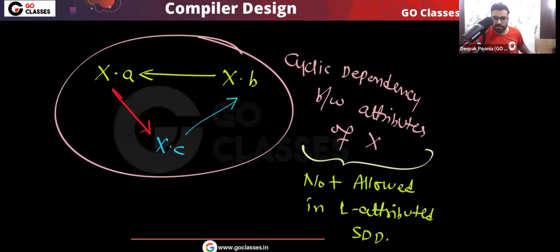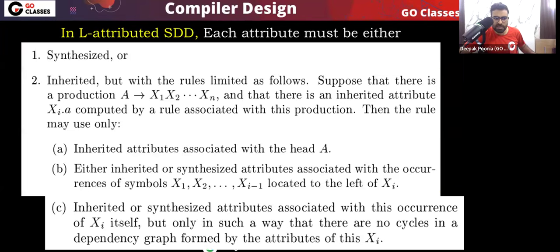Now you can see this is the definition, which I have explained to you. In S attributed SDD, each attribute must be synthesized. In L attributed SDD, which types of attributes are allowed? Synthesized attributes are allowed, there is no problem. Inherited attributes are allowed, but there is a condition. If you have the production A going to X1, X2, ... Xn, then inherited attributes are allowed, but only a limited type of them.